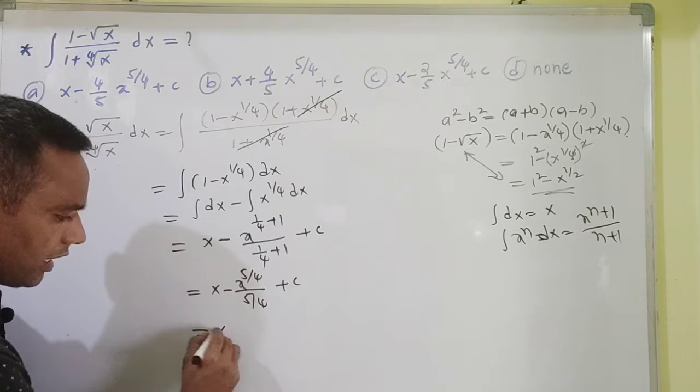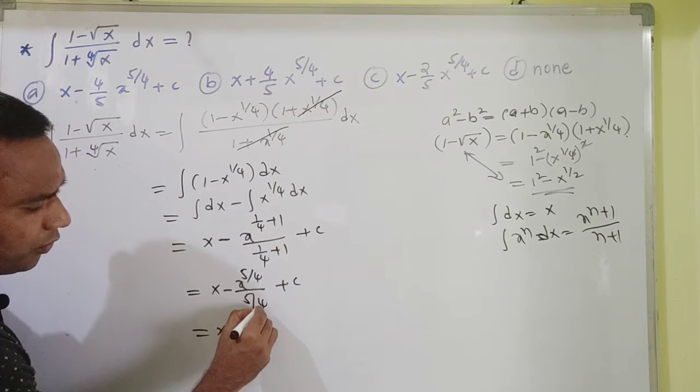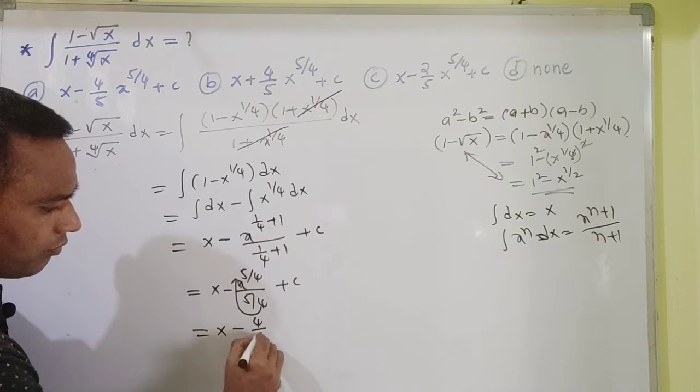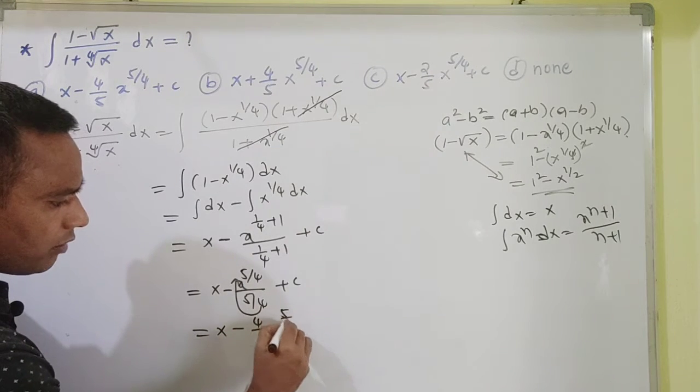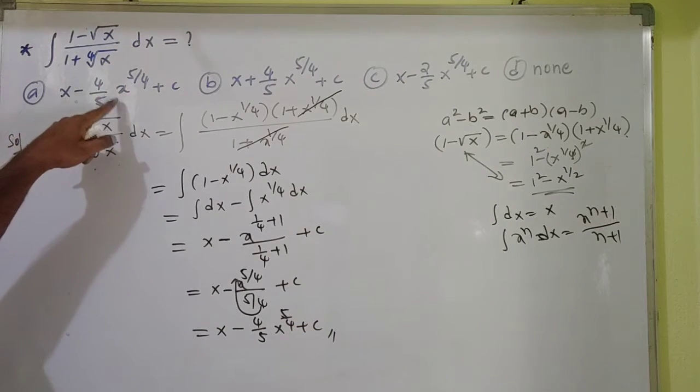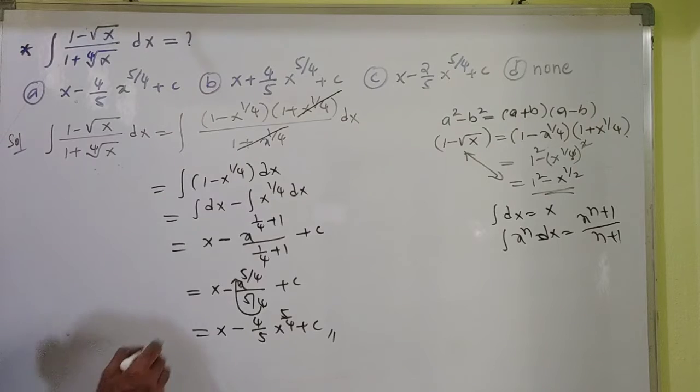Now the denominator 4 goes to the numerator, that means x minus 4 by 5 x to the power of 5 by 4 plus c. That is the answer: x minus 4 by 5 x to the power of 5 by 4 plus c.